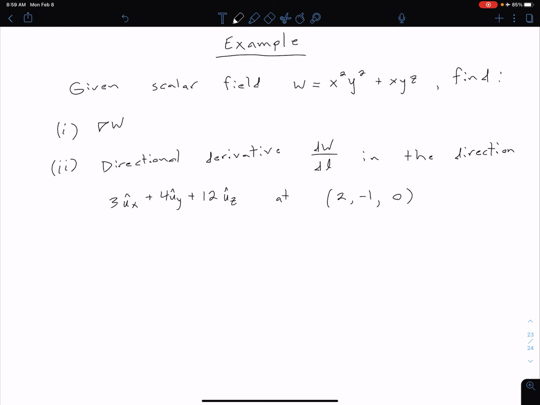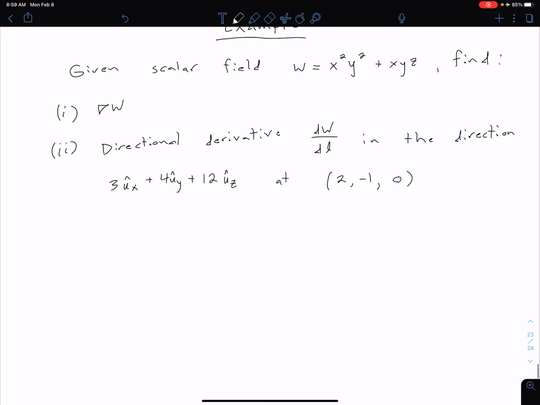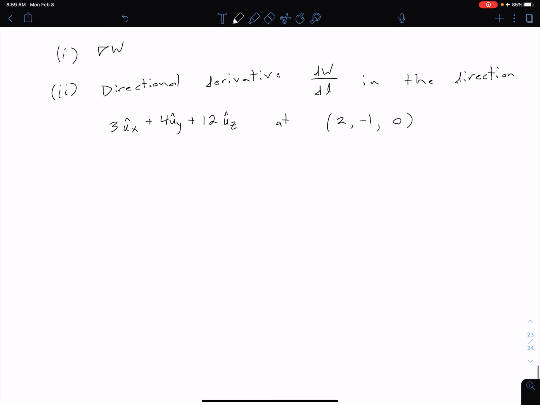First, we want to find the gradient of this scalar field, del w, and then we want to find the directional derivative, dw dl, in the direction 3 in our x direction, 4 in our y direction, 12 in our z direction at point (2, -1, 0). So we're going to start, of course, by finding that gradient del w. And so that's going to be useful because we can then evaluate that in the second part of our problem.